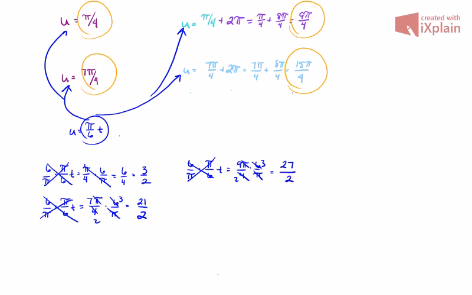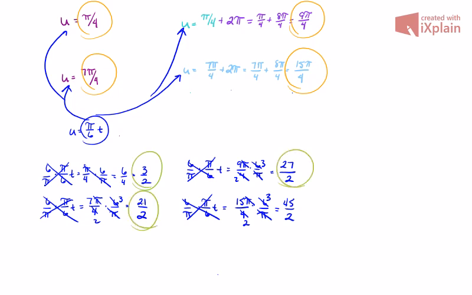And lastly, we have pi over 6 times t is equal to 15 pi over 4. Take the reciprocal on both sides. That goes away. The pi's will cancel out. This reduces to a 2. This reduces to a 3. 3 times 15 gives you 45 all over 2. So our solutions are 3 halves, 21 halves, 27 halves, and 45 halves.